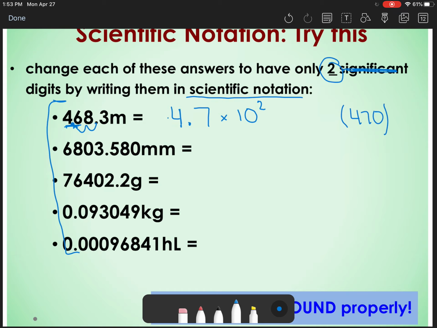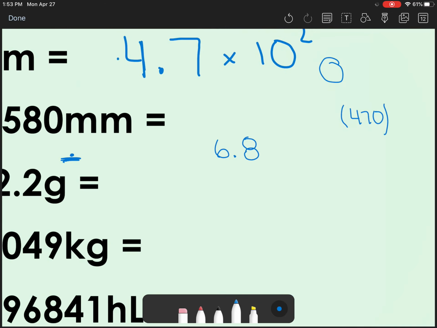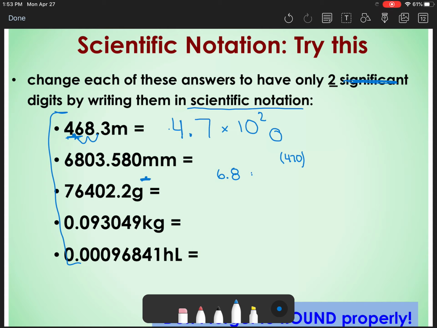Okay, next one here. Underline the number of digits you're allowed. Move the decimal behind the first non-zero digit. 6.8. Write your times 10 to the power of. And however many times you move the decimal is what your power is. So it would have moved 1, 2, 3 places. Number's larger than 1, so my power is positive.